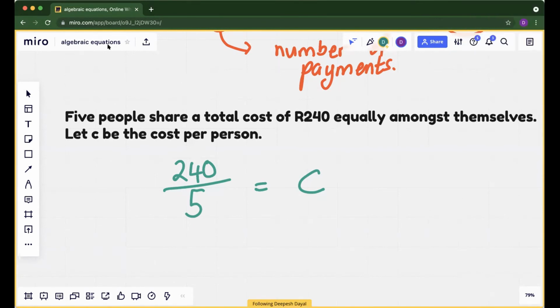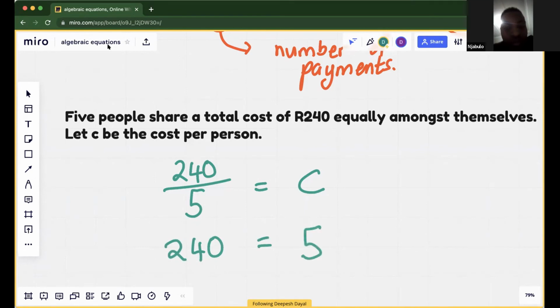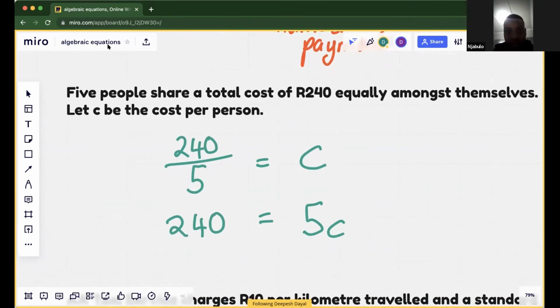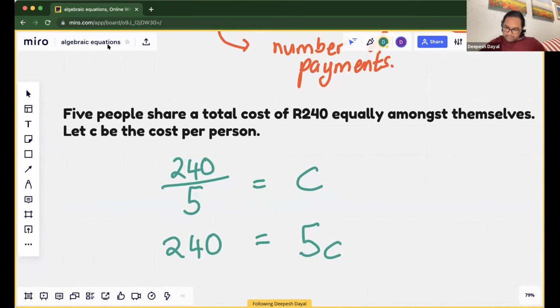C times 5 equals 240. Can you hear me? Sir, yeah, C plus 240 equals 5.